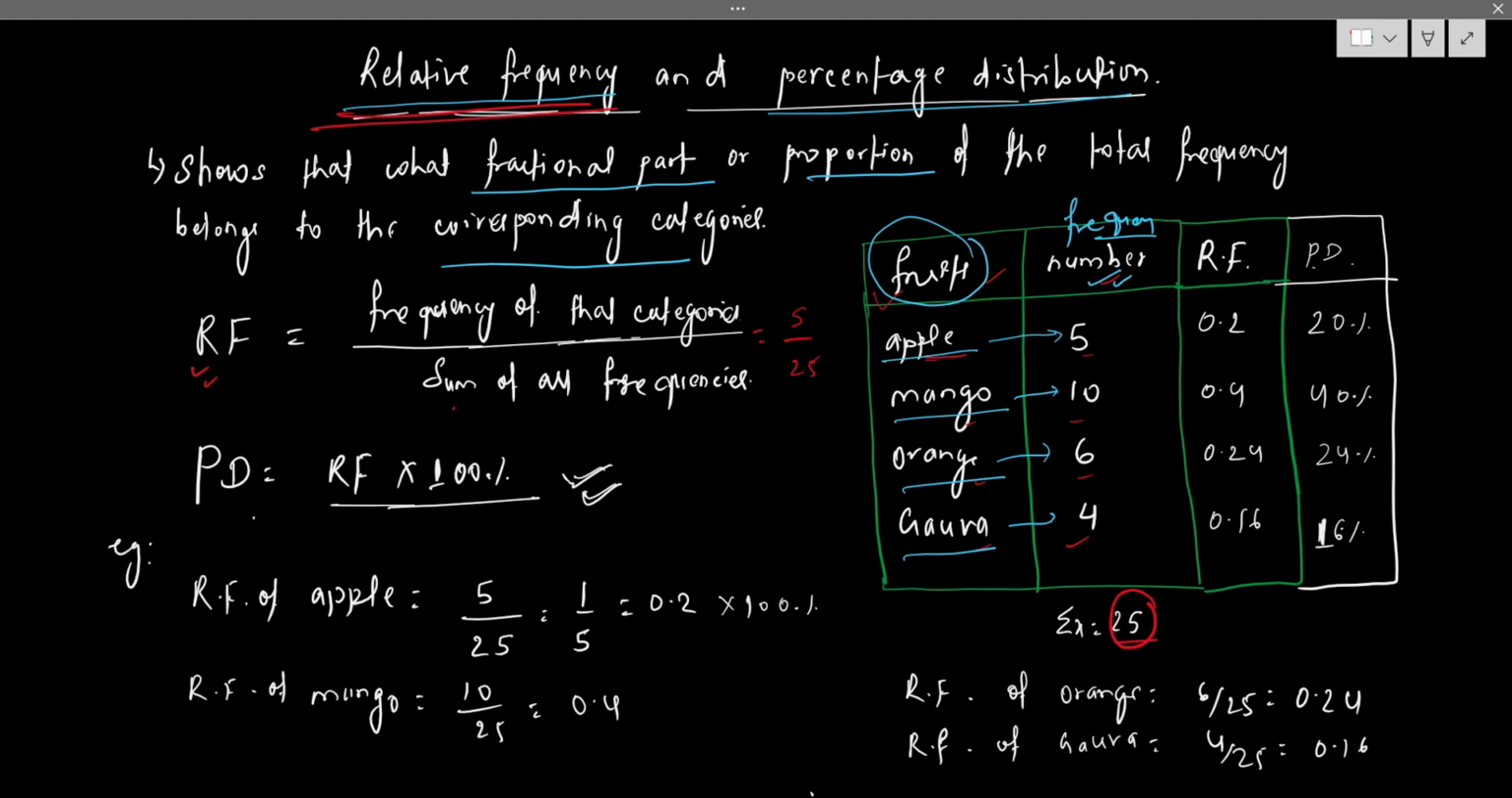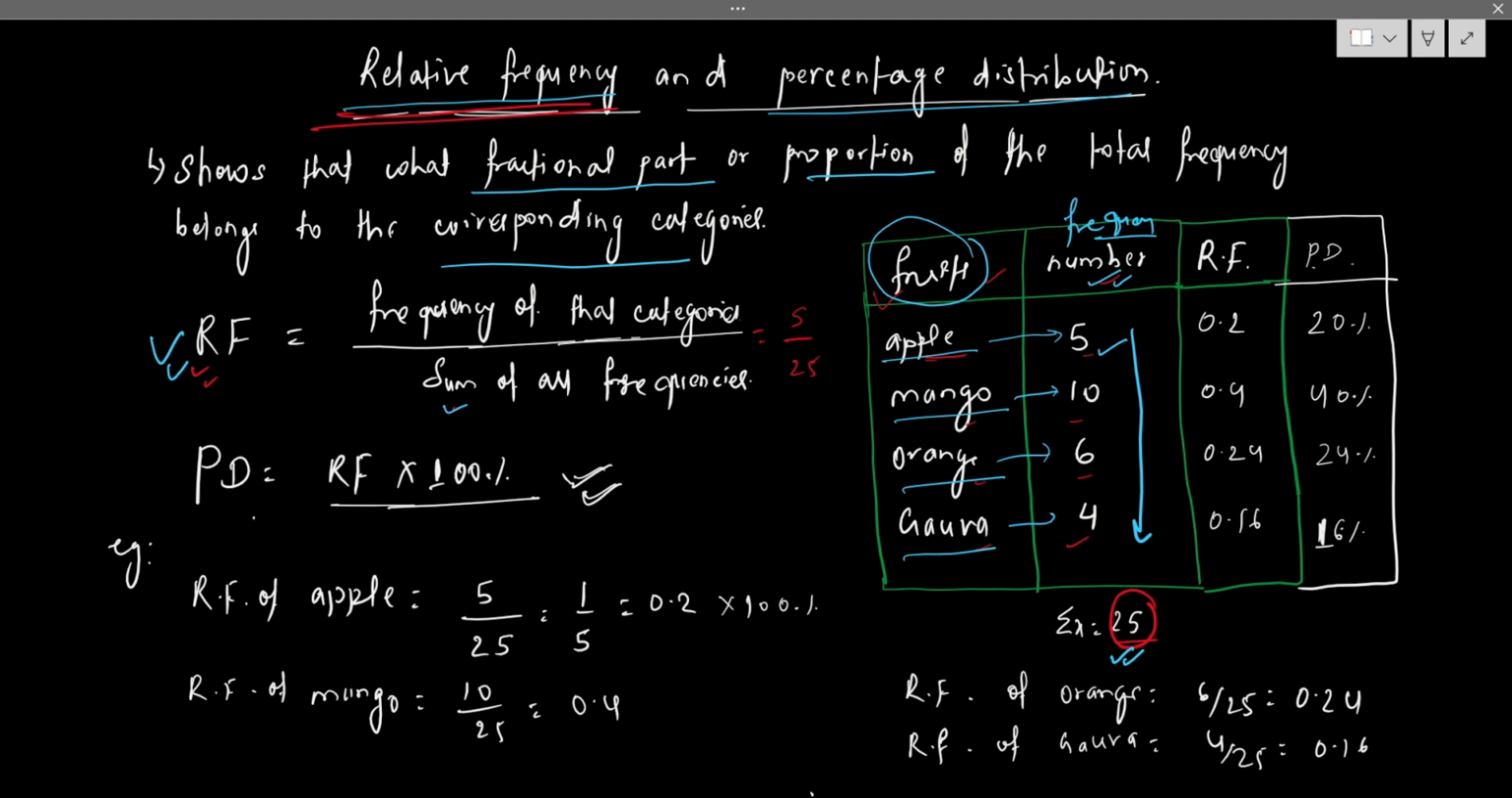So how can we find the relative frequency? In order to find the relative frequency, we have to divide the frequency of that category by the sum of all the frequencies. If we sum all these frequencies, we get 25. It is the total frequency, and we now divide every category's frequency by the total frequency.